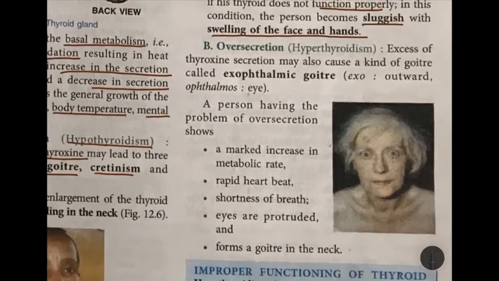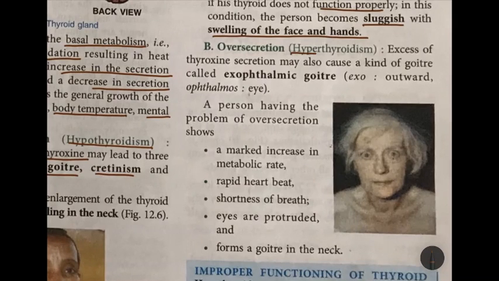Now, oversecretion, if there is hyperthyroidism, excess of thyroxine secretion also causes a kind of goiter which is known as exophthalmic goiter. Okay, exo means outward, ophthalmos means the eye. A person having the problem of oversecretion shows a marked increase in metabolic rate.